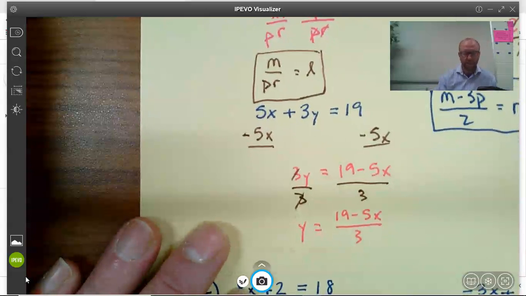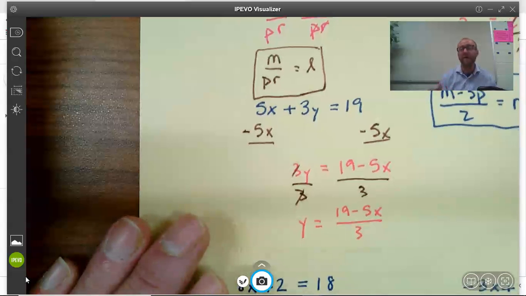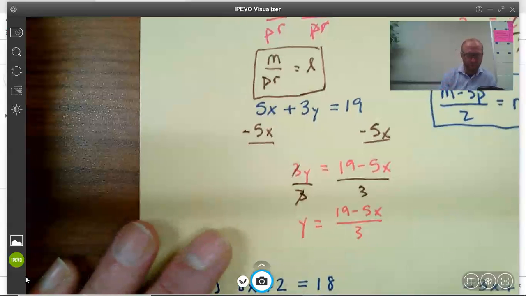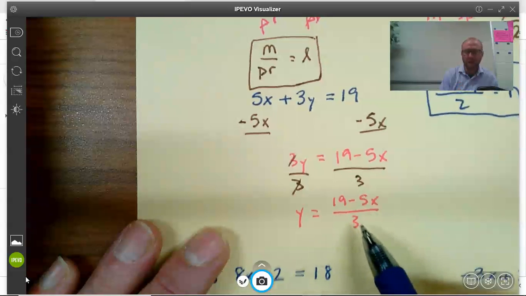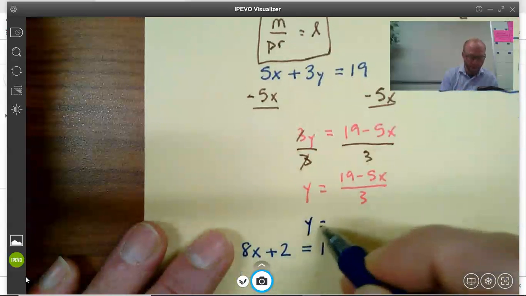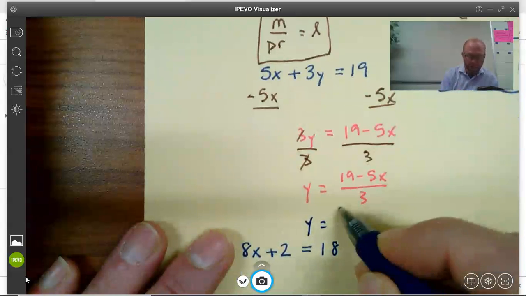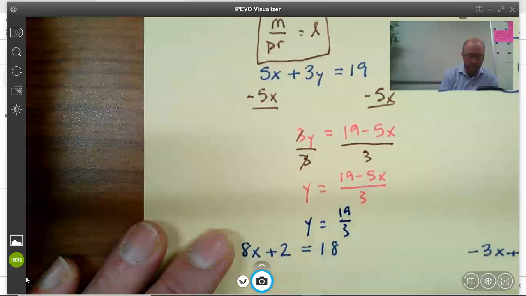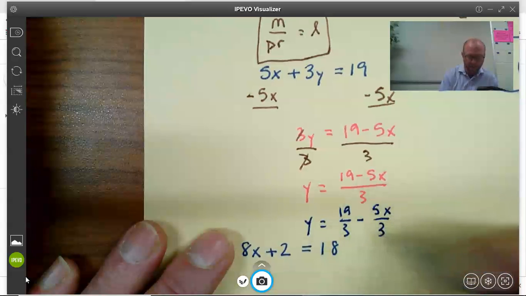And one last thing I'm going to do is, this isn't really super necessary for this problem, but if I wanted to imagine this was a line in slope-intercept form and I wanted to graph it, it's not quite in slope-intercept form. So what I would have to do is to split this fraction apart. So the y equals stays the same. And I have 19 over 3 minus, so the minus goes down here, 5x over 3.